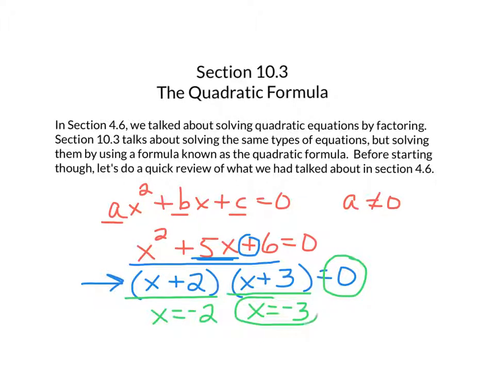So we have two different possible answers for the x, and if you remember, we always talked about you could put those back into the original equation that we were given, x squared plus 5x plus 6 equals 0, substitute negative 2 in for x, and you would get 0 for an answer, and substitute negative 3 in for x, and you would get 0 for an answer, so it would work.